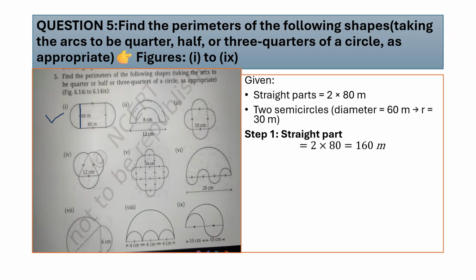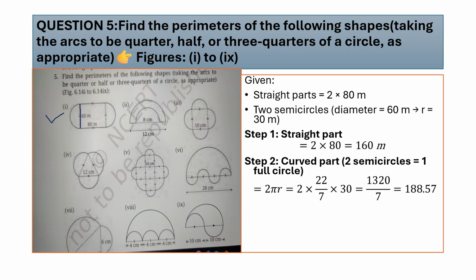Let's see step 1. Now the straight part will be what? 2 into 80, that is 160. That means 80 plus 80, which is 160 meter. What are the two curved parts here? That means 2 semicircles. So that is what? 2 pi r, which is 188.57. And then your final answer will be 160 plus 188.57. So that will give you your final answer. So what is the perimeter here? Perimeter is basically the two straight parts and the two semicircles. When I say two semicircles, that means one full circle. I hope part 1 of this particular question is clear.